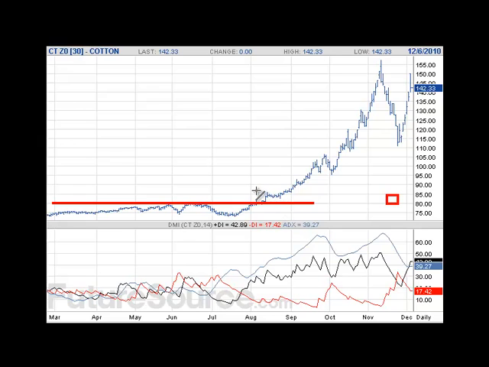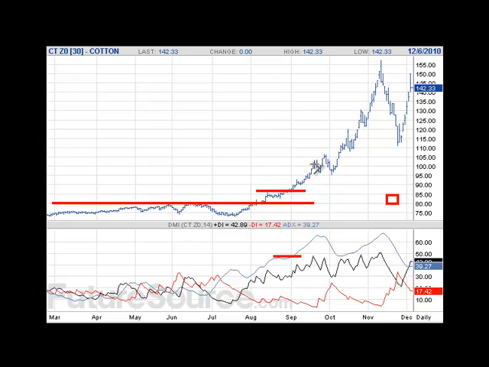But then the ADX went to new highs again. And the market went to new highs again. The ADX rose with it. It also went to new highs. That is a signal that this market is pretty bullish. And that's what happened.